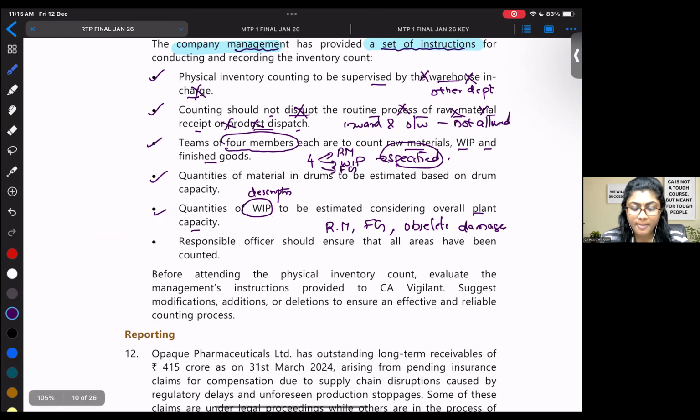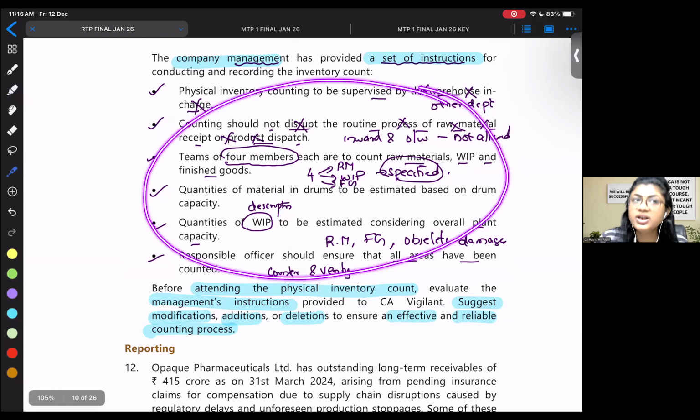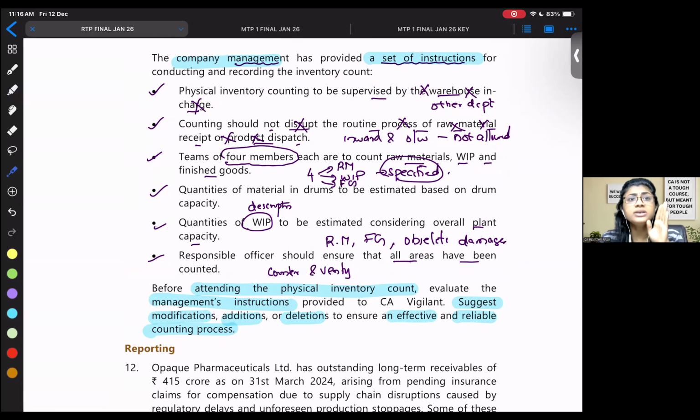Are you following? Last, responsible officer should ensure that all areas have been counted. That's okay. But shouldn't he also countersign and verify it? Now, what they want? Before attending the physical count, evaluate management instruction. We evaluated. Suggest modifications, additions, deletions for an effective counting process. Already the answer we have said. Whatever they have done here seems to be okay, but it is incomplete or not fully appropriate for the given case.